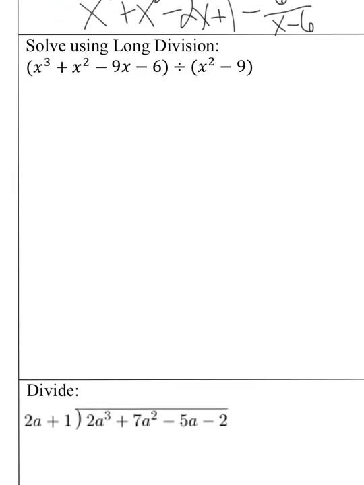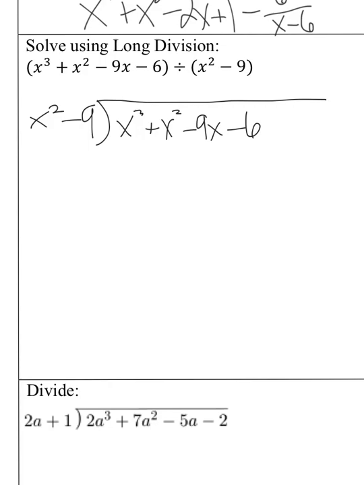So the next one, solve using long division. Well, set it up a little bit differently, like traditionally how you would do division by hand. And then focus on the outside terms. So what is x to the third divided by x squared? That's just x. So I'm going to need to multiply x times x squared minus 9.